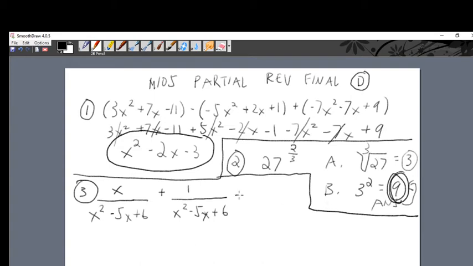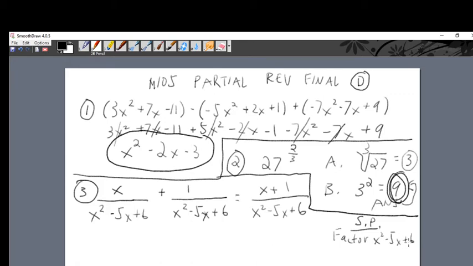So it looks like the answer will be x, just add up the two numerators, x plus 1, over x squared minus 5x plus 6. And it looks like we have the final answer, but there's a deception here. Let's go and factor the denominator, x squared minus 5x plus 6. Let's factor it and see what happens.